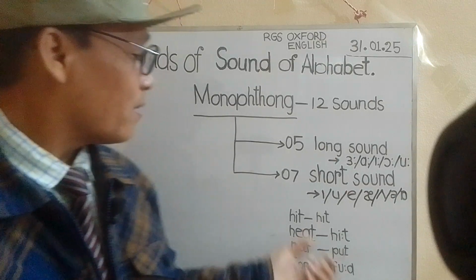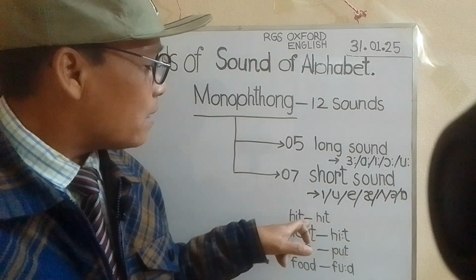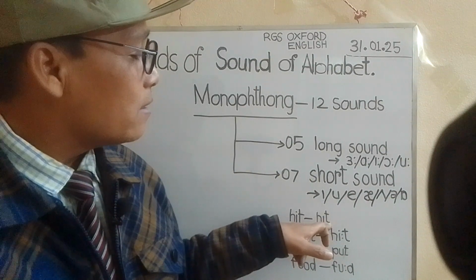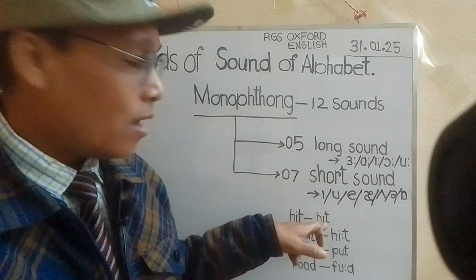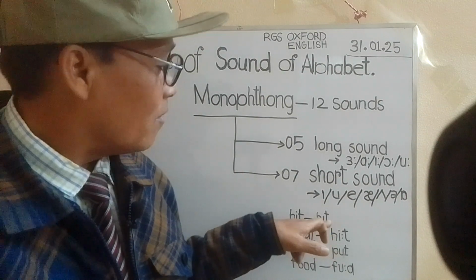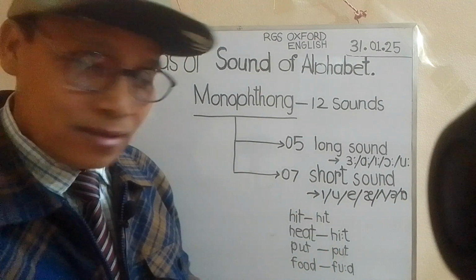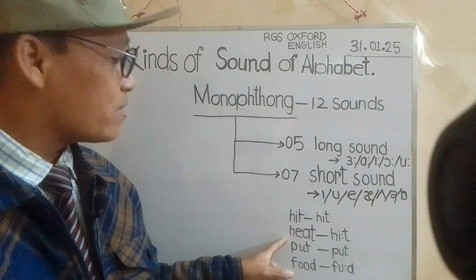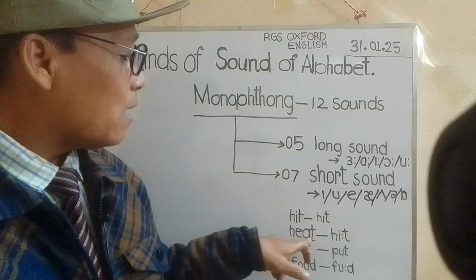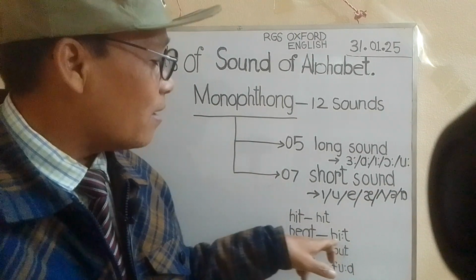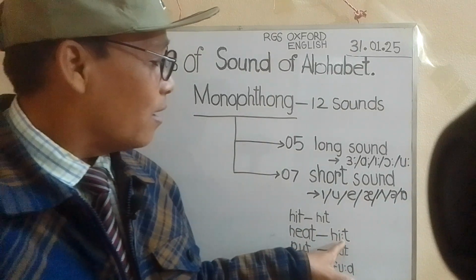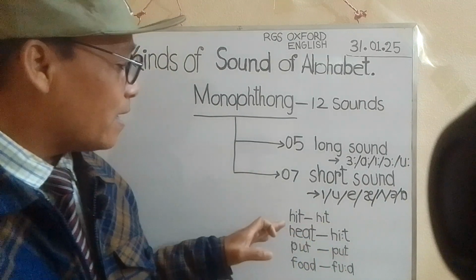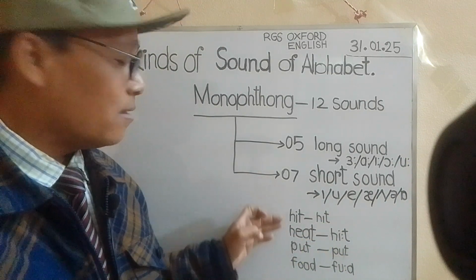HIT. Here, beside the letter, the symbol H, E, T, hit. This is a short sound. And next you see H, E, A, T. But here, the symbol is a long sound. So it is heat, and it is hit.